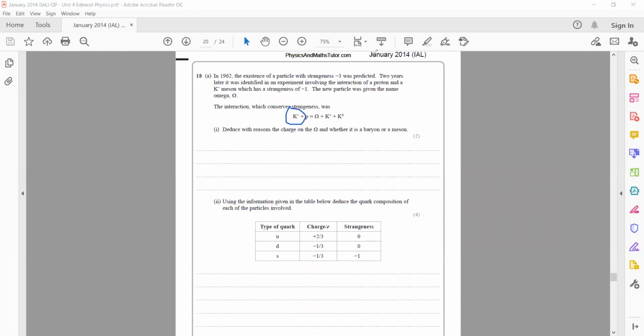So for K minus, strangeness -1, so there should be a strange particle. What else should be there with the strange so that the charge also comes out -1? If it's a strange particle, the charge is -1/3. I need the net charge to be -1, so I need -2/3 here. Which particle can have -2/3? Anti-up, because up is +2/3, so anti-up will be -2/3.